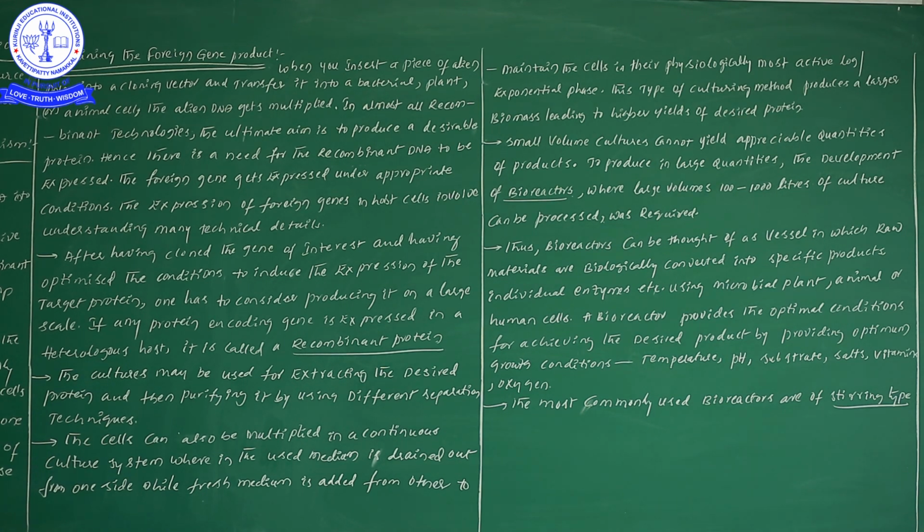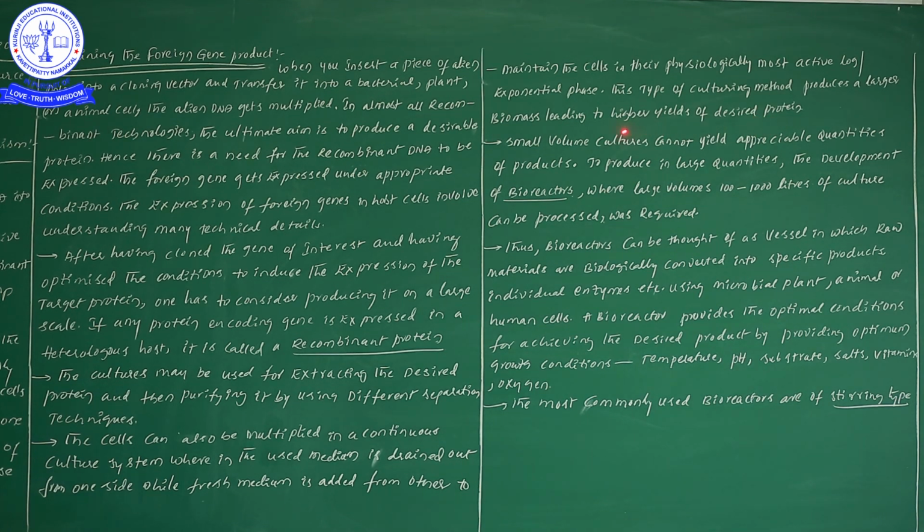So what we will be maintaining is not the lag stage, we are maintaining the second stage. The second stage is nothing but the log stage or exponential stage. There only we can find more productivity. Thereby we can produce a large scale of biomass, leading to a higher yield of desirable protein.